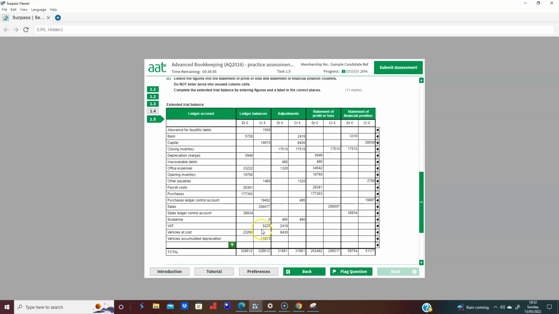because this is a liability account, or it could be an asset or liability depending on what's going on, but it's in the balance sheet, isn't it? The VAT liability based on all the sales. So it's 5,225 minus 2,416. So it's 2,809.